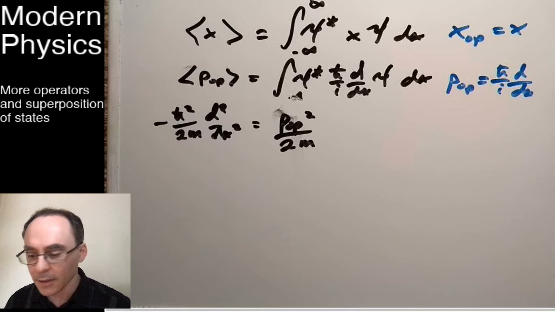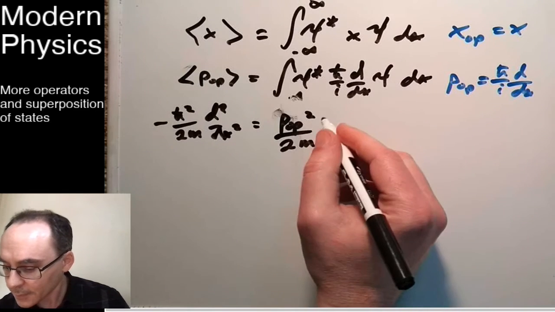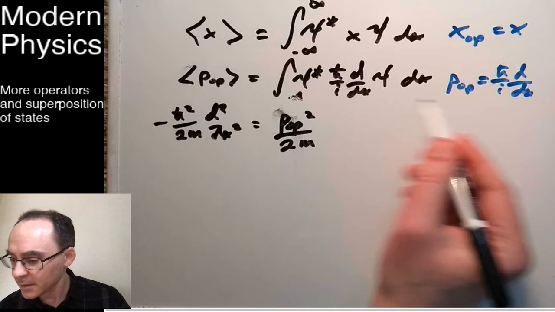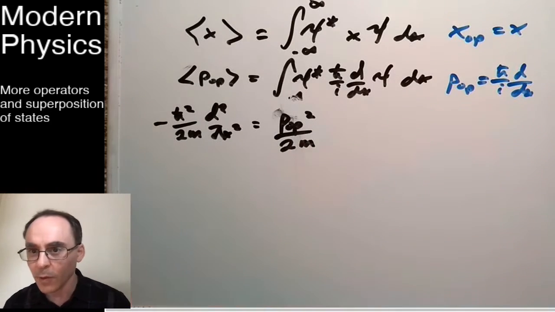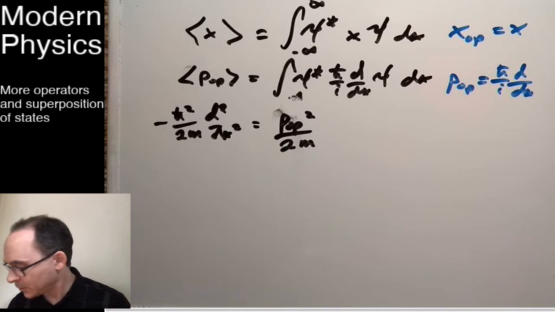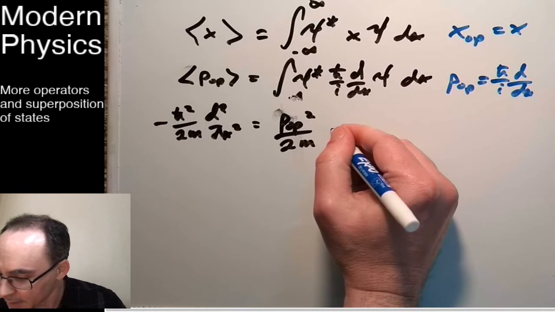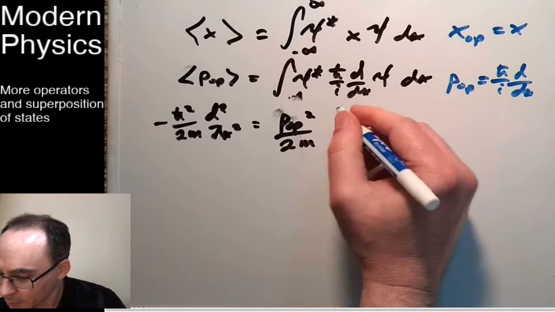If this were classical physics, p squared over 2m would just be, for kinetic energy, 1/2 mv squared. That would be the kinetic energy. What we mean here by p op squared is that we act with the operator twice. So it's not really that we're squaring that term exactly in the usual sense. It means that we're taking the derivative twice.